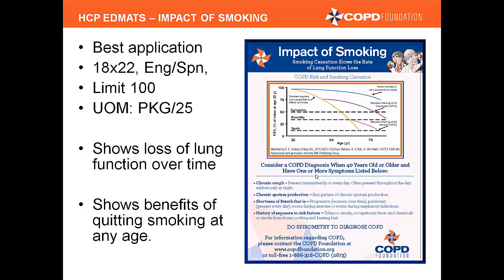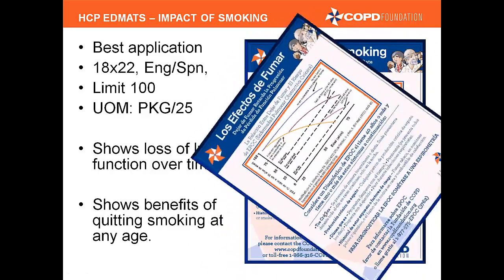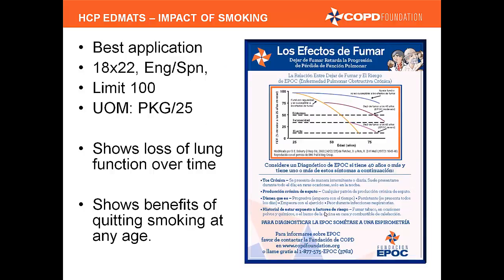We encourage people to come back to our website and you can order these. These come in a package set at 25 pieces per package. That's the minimum order that can be for the posters. So this shows the loss of lung function over time and the benefits of quitting tobacco. English on one side, and we see Spanish on the opposite side.